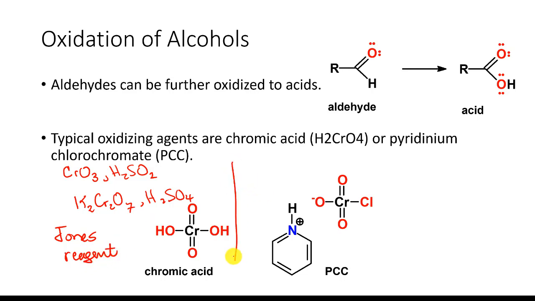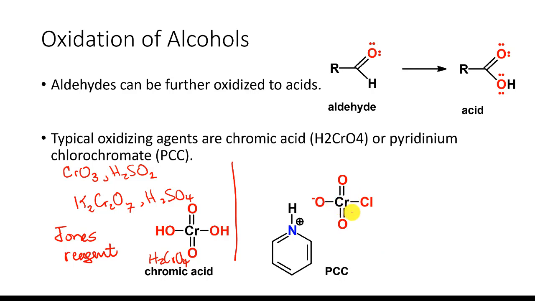So all you really need to know or recognize is you have a chromium and sulfuric acid, or it's listed directly as chromic acid, which is H2CrO4. So you have the chromium and then some form of sulfuric acid, or you have chromic acid directly, or you list it as Jones reagent. Now, there's another common oxidizing agent, and this is known as pyridinium chlorochromate. It's easier just to remember that this is called PCC.